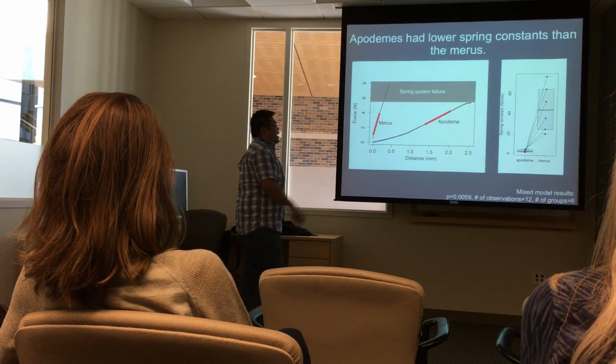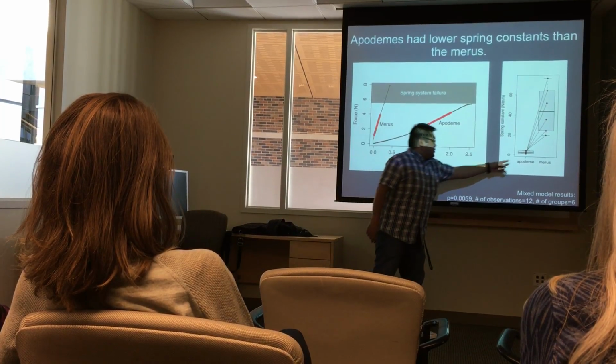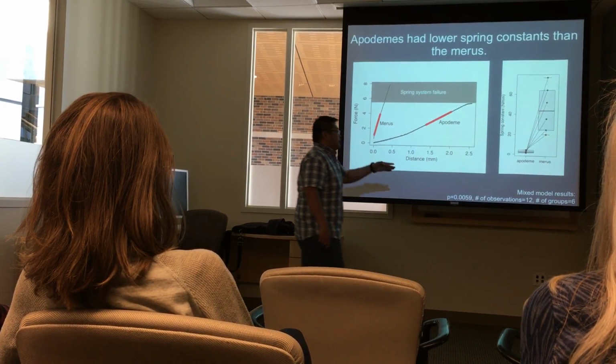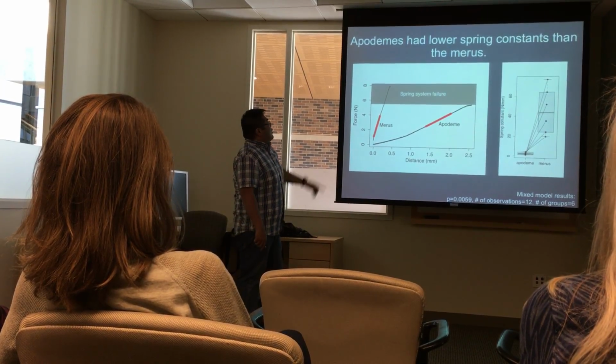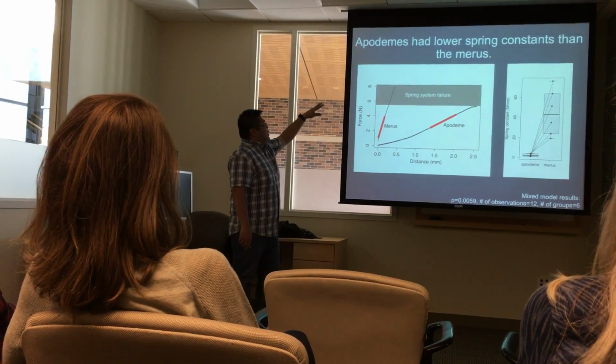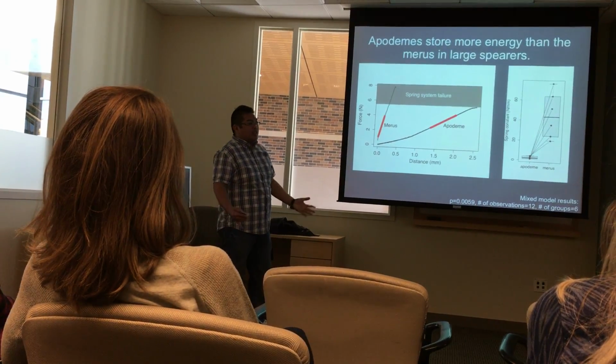And this is from one animal, so I did that for many other animals, and you can see that the spring constant for the apodeme is significantly lower than that of the meris. So this statement then becomes that apodemes store more energy than the meris in large spheres, which I thought was pretty cool.